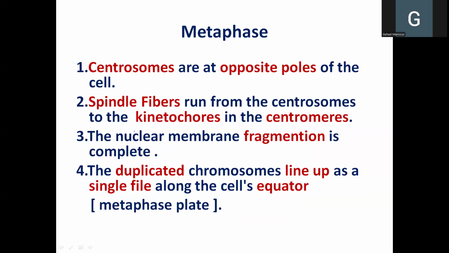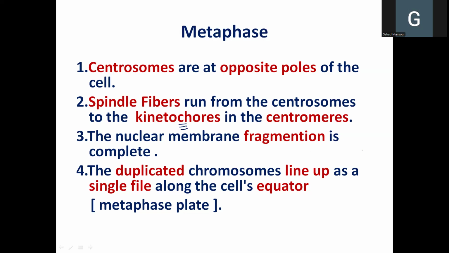So in metaphase, the centrosomes are already at the opposite poles of the cell. There are spindle fibers that arise from the centrosomes and lengthen until they reach the kinetochores in the centromeres. And those spindle fibers that attach to the kinetochores are called the kinetochore spindle fibers. Of course, by the time we reach metaphase, the nuclear membrane has completely disappeared. Sometimes it disappears even before we reach metaphase. It disappears in the late prophase.